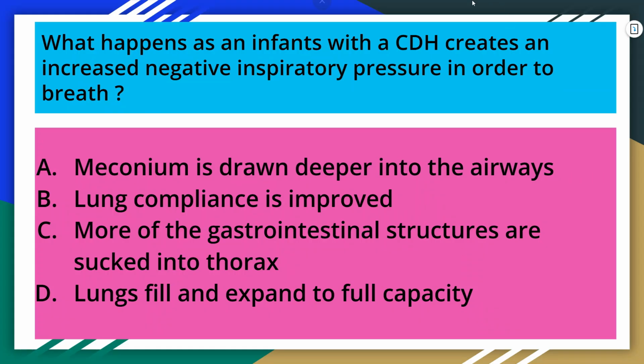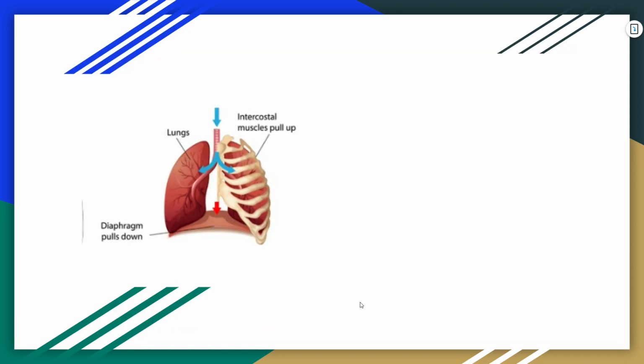Option A: CDH is not the same as meconium aspiration syndrome. Lung compliance is not going to improve until the patient is intubated and provided ventilation through intermittent mandatory ventilation. Option C is correct because more of the structures are sucked into the thorax because of the negative pressure. D, lungs fill and expand to full capacity, is not going to happen because it's a developmental defect of the lung where lungs are hypoplastic. So the correct answer is option C.